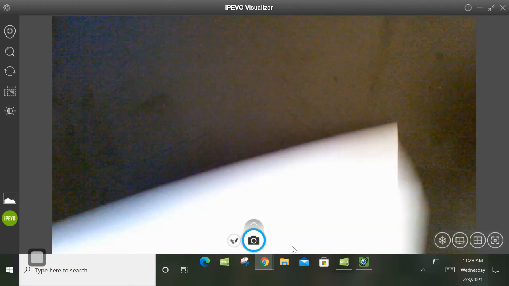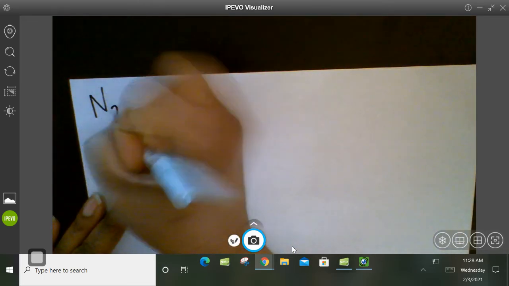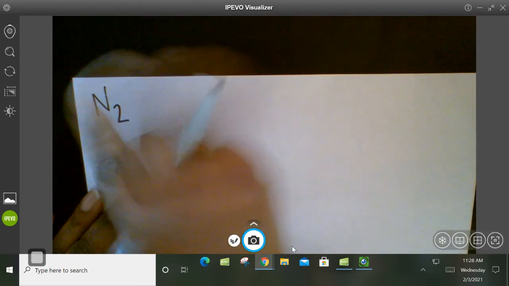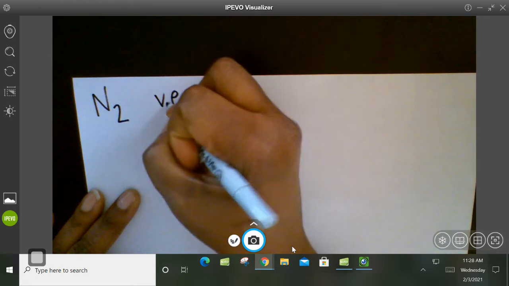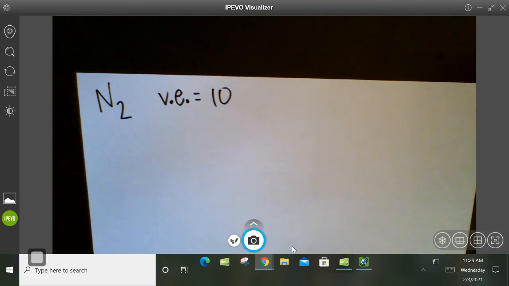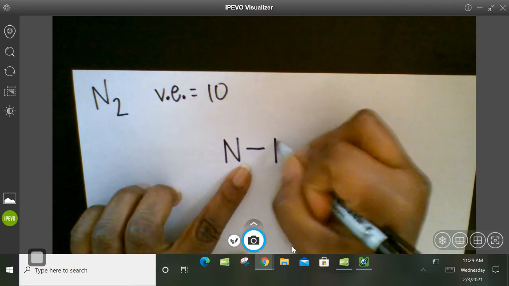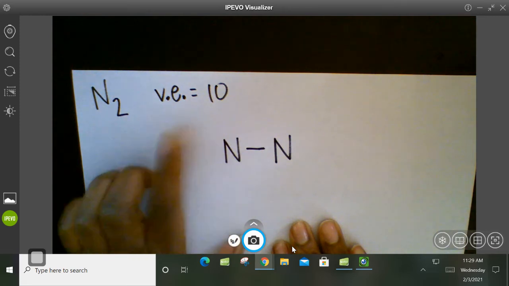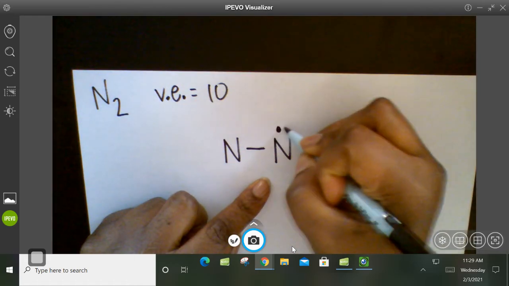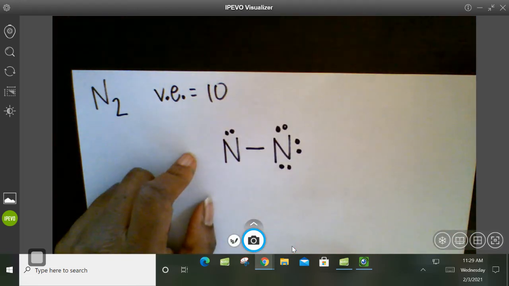Okay, let's look at another one. We have N2. Okay, so N is in group 5 with its 5 valence electrons, and there's 2 of them. So, and VE is just valence electrons. So I'm working with 10 valence electrons. All right. So I'm going to start by putting a bond between the two nitrogens, okay? And so out of the 10 electrons, I've used 2. So I have 8 more to work with. And so I'm going to start 2, 4, 6, 8, okay?